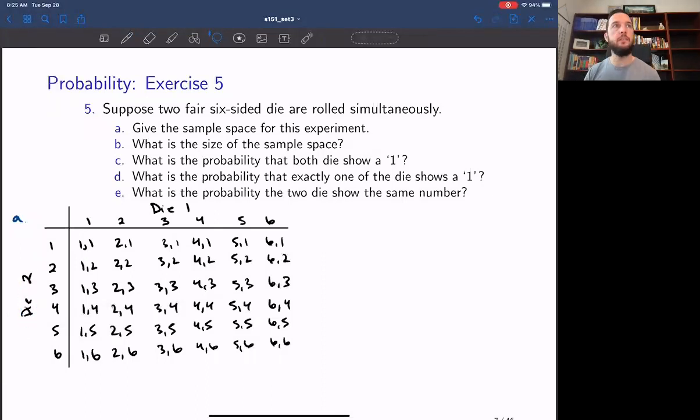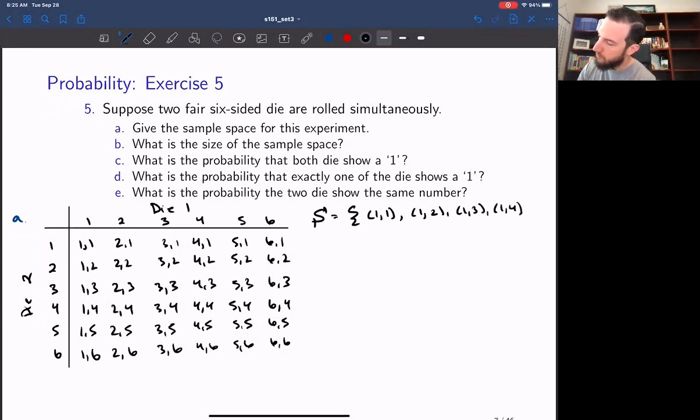Everything inside the cross tab represents the different possible outcomes. If we wanted to, we could do this in the formal way, where we have capital S, curly bracket, and then start listing all the outcomes. I'll just list a few for illustration purposes. Then you would go 2,1, and continue to list them until you got near the end, like 6,5, 6,6.